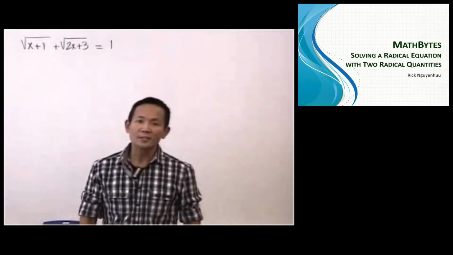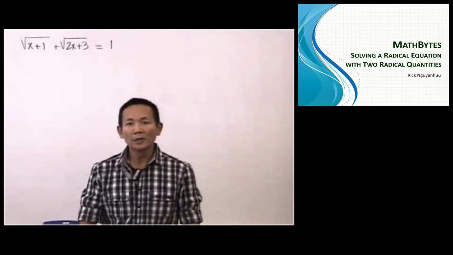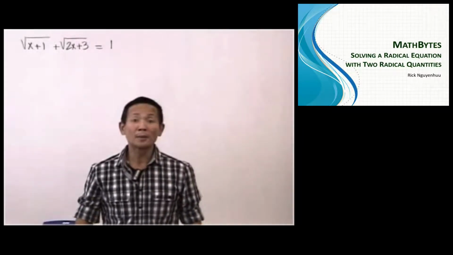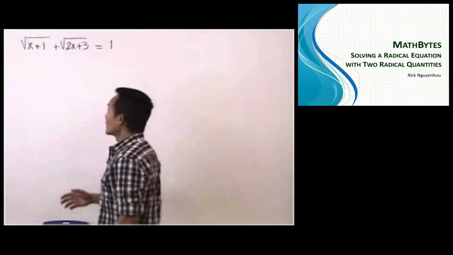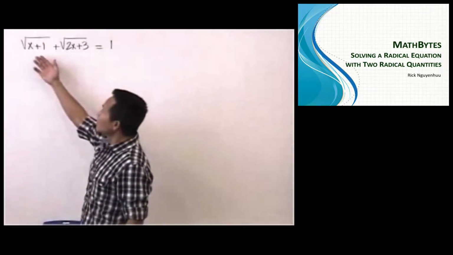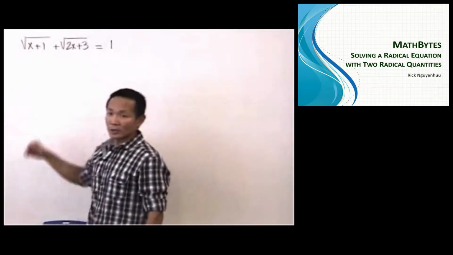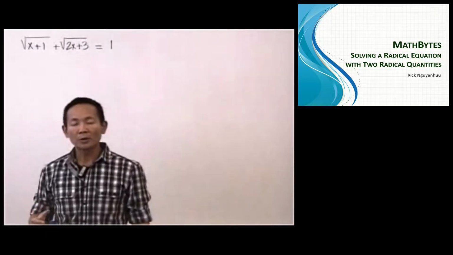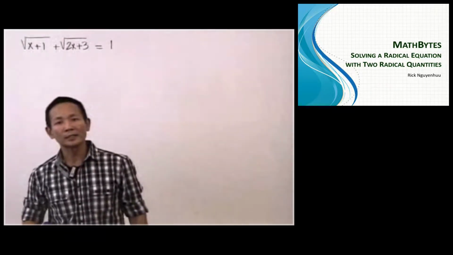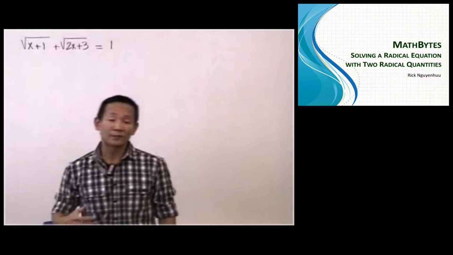Hi, class. Okay, this time we'll learn how to solve a more complicated kind of equation. We solve a radical equation with two radical quantities inside the equation. Previously, we learned how to solve a radical equation with one radical quantity. But this time, we have two.